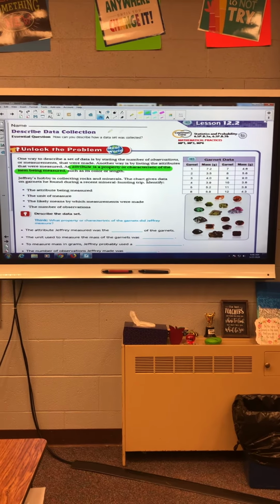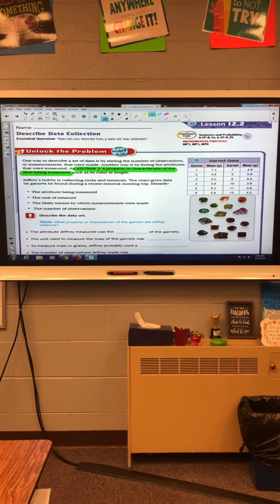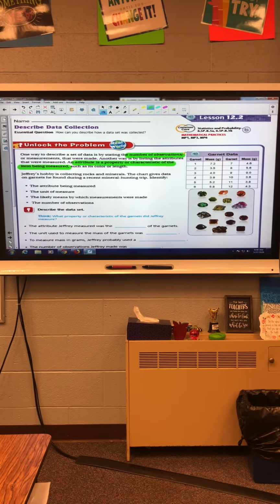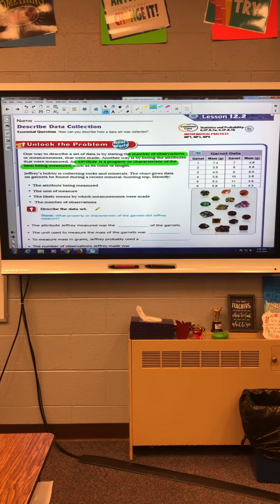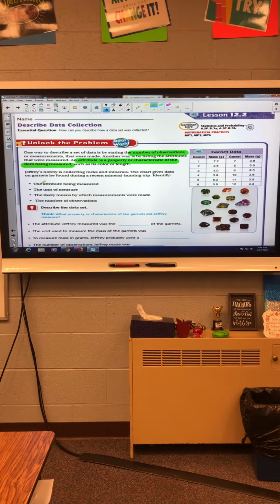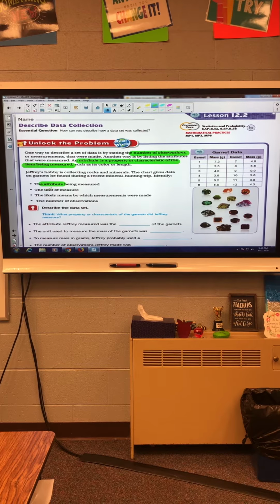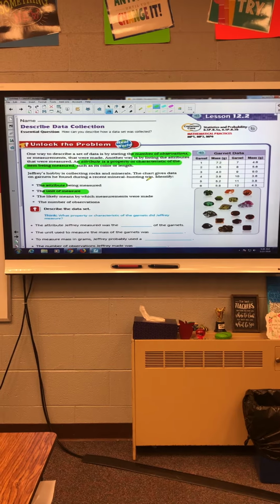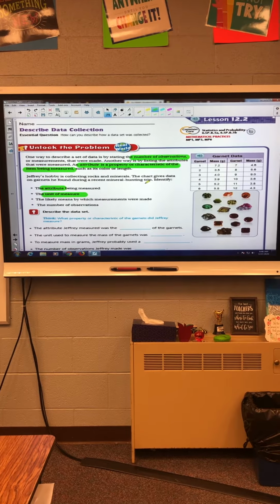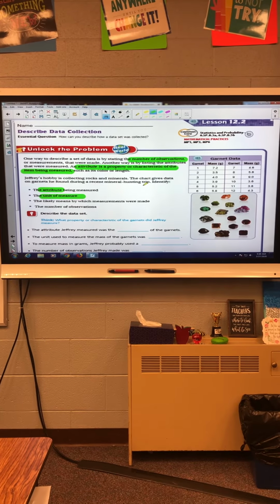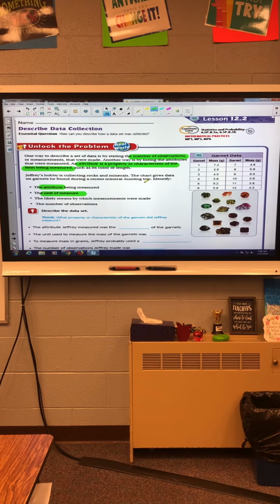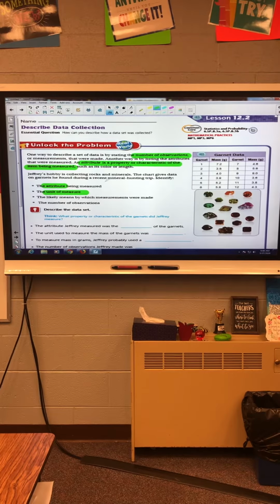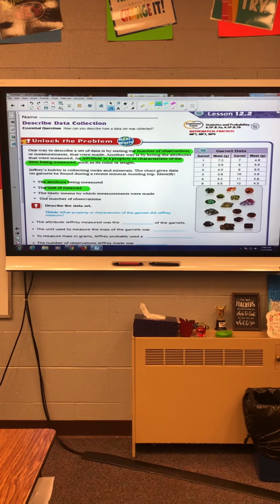So we describe data collections by the attribute. So what are we measuring? How many times we have observed the measurements, okay? The unit of measure. So if you are measuring weight, how did you measure the weight? Did you use a scale? If you're measuring height, what did you use? Did you use centimeters, meters? Oh, and height would be inches, feet.